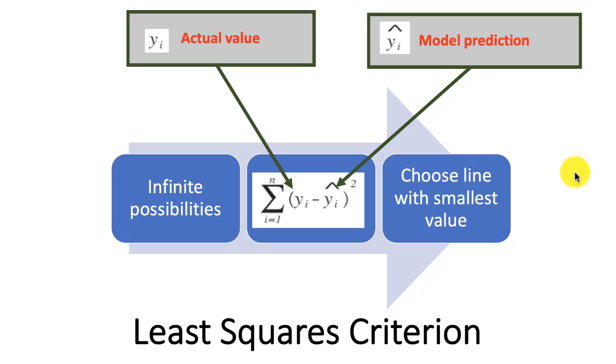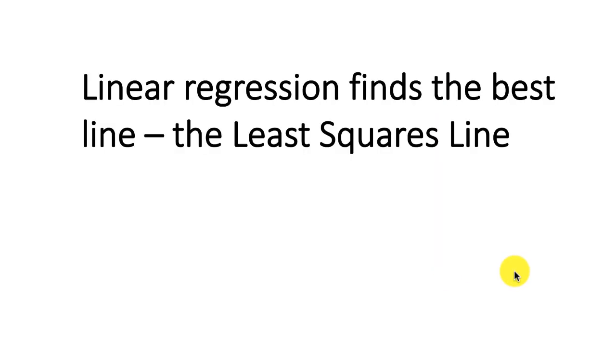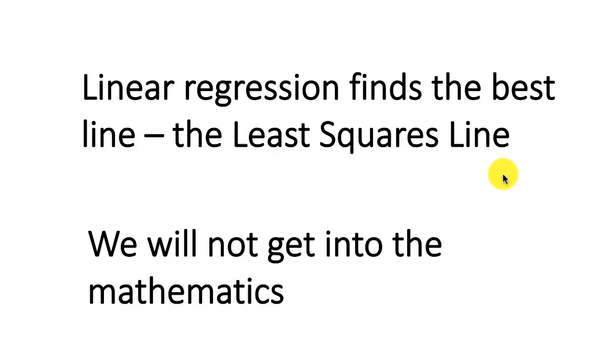We call this the least squares criterion. Okay, or sometimes the line that is fit, they call it the least squares line. So linear regression finds the best line, which is the least squares line. We will not get into the mathematics. Okay, let's just take a look at how the regression output looks like. And of course, you've done this in the first course. I just want to review it.